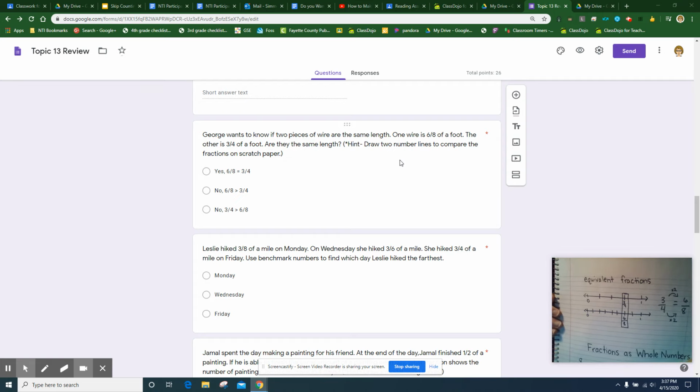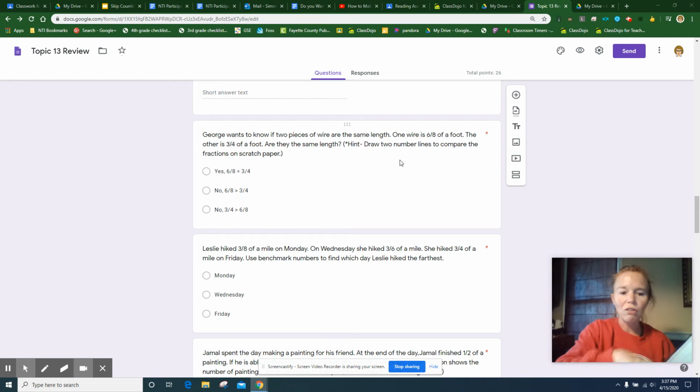Another way that you can check that is by multiplication. If you can multiply the numerator and the denominator by the same number, then you have an equivalent fraction. So 3 times 2 is 6, and 4 times 2 is 8. So that is another way of proving to myself and checking my work that 3/4 is an equivalent fraction with 6/8. So when I look at that problem, then I can say that, yes, they are the same length because 6/8 is equal to 3/4. Okay? We're going to scroll down.